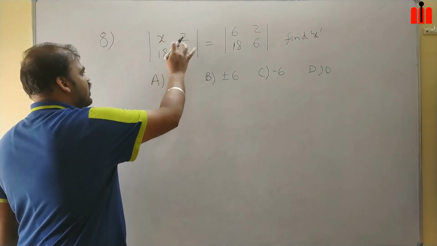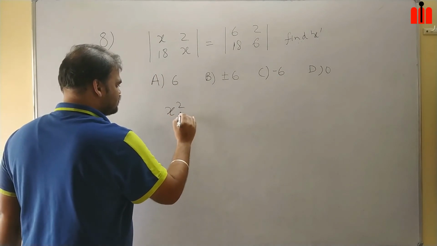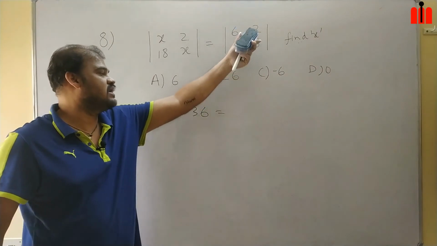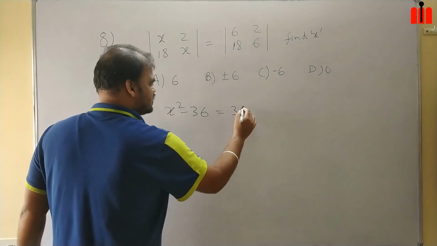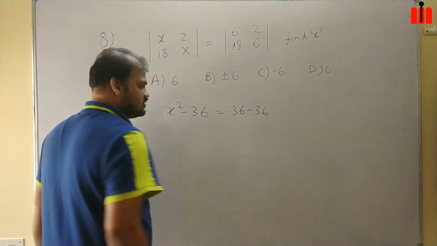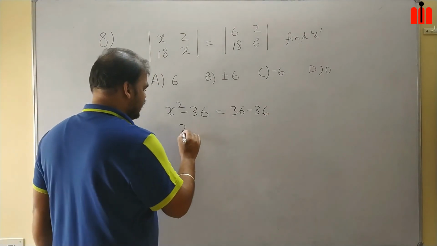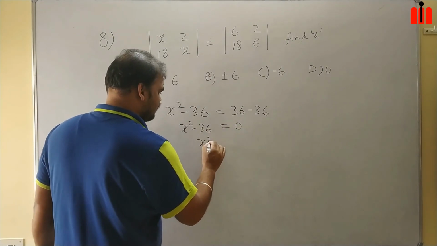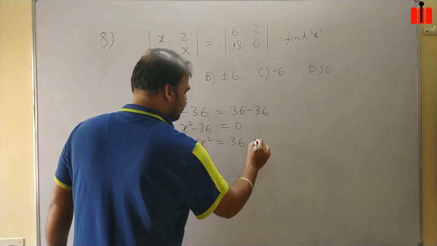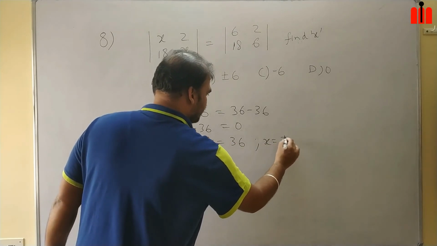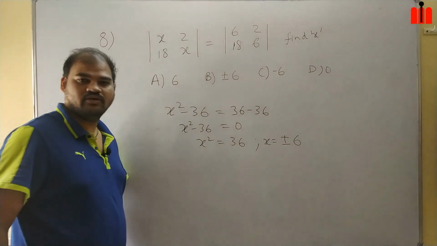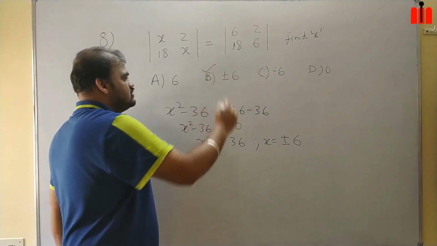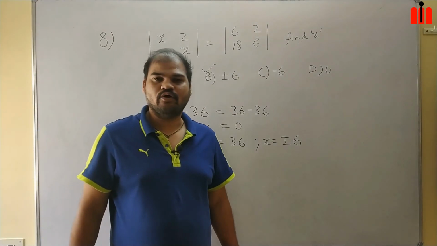So it will be x square minus 36 equal to 36 minus 36. So x square minus 36 equal to 0. So x square equals 36, or x equals plus or minus 6. So what is the value of x? The value of x is plus or minus 6. This is the answer.